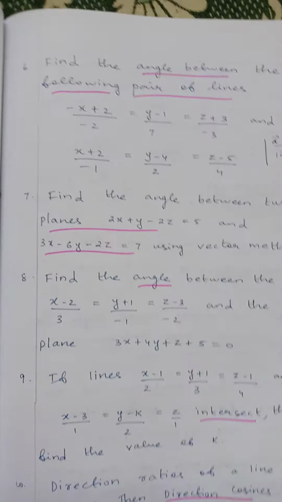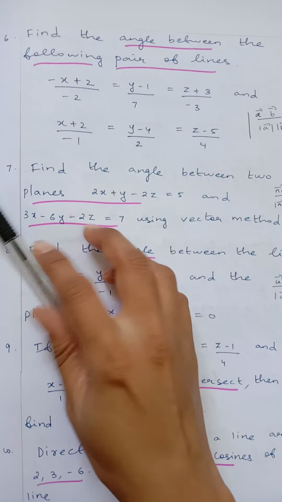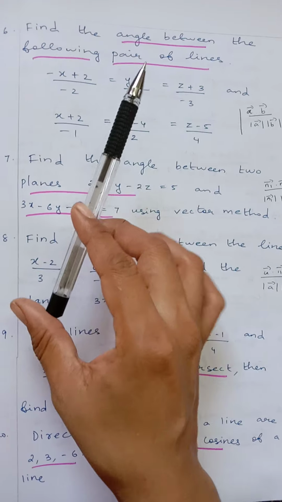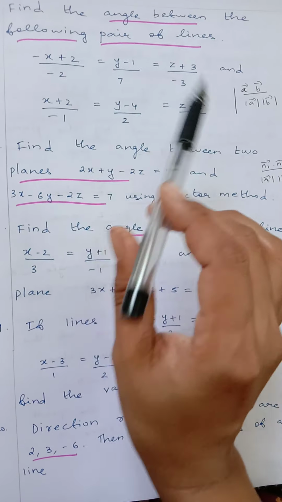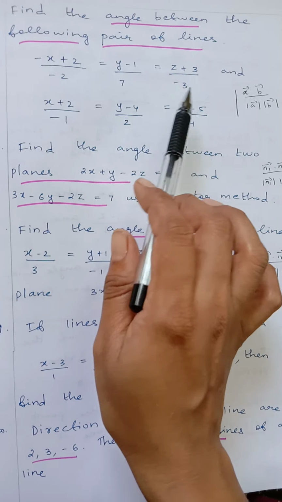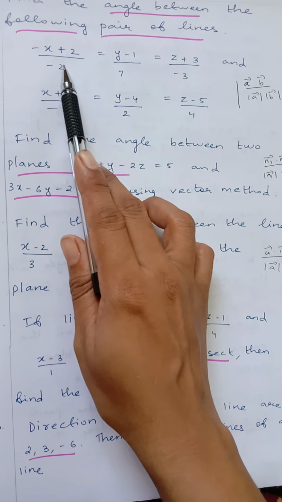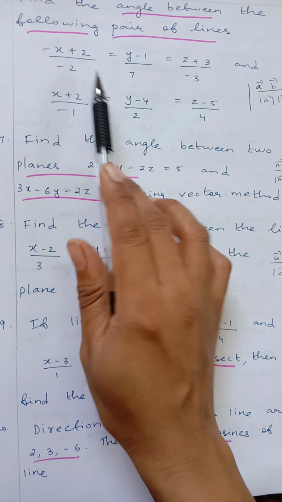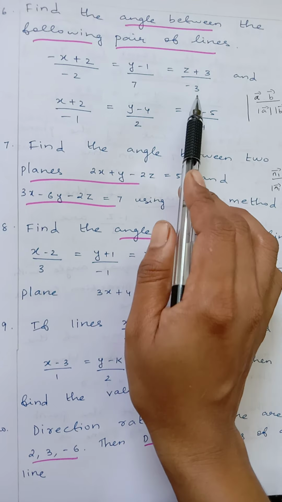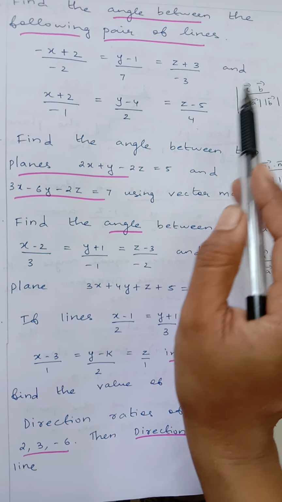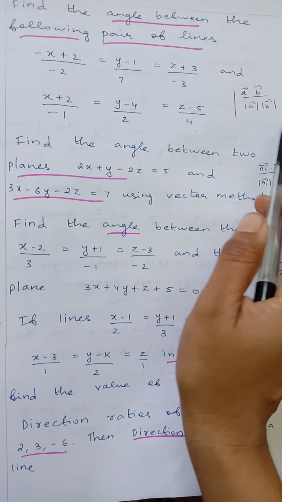You can do this. Sixth question. Find the angle between the following pair of lines. Lines, planes, whatever it is, you should take only the parallel values for a and b. So this is your a vector: minus 2i, 7j minus 3k, and this is your b vector. Find the dot product, then you can find the magnitude.